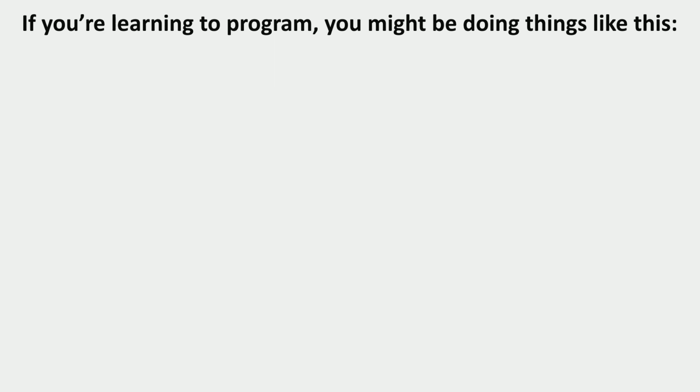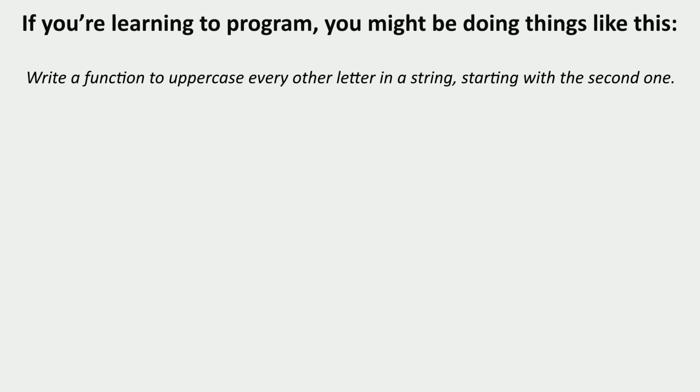In order to understand how things like ChatGPT work, we need to understand something about machine learning. Machine learning is a very different way of getting computers to do things than standard programming. If you're learning to program right now, you're probably doing things that look sort of like this. Write a function to uppercase every other letter in a string, starting with the second one.